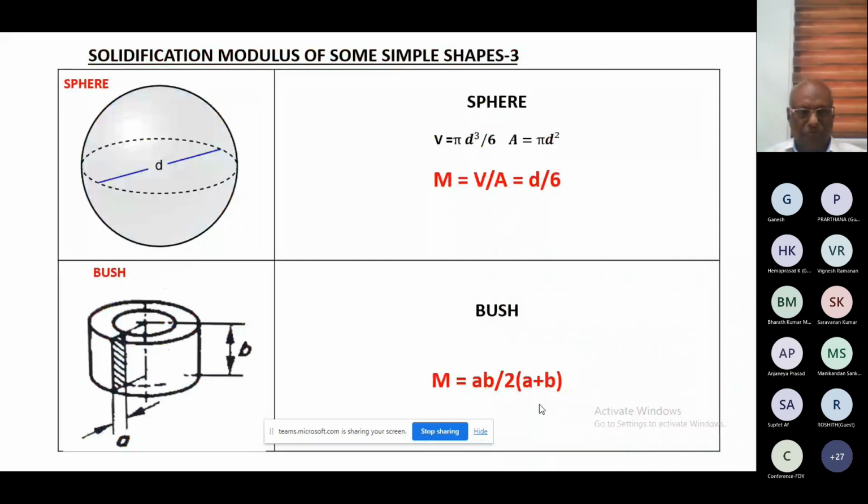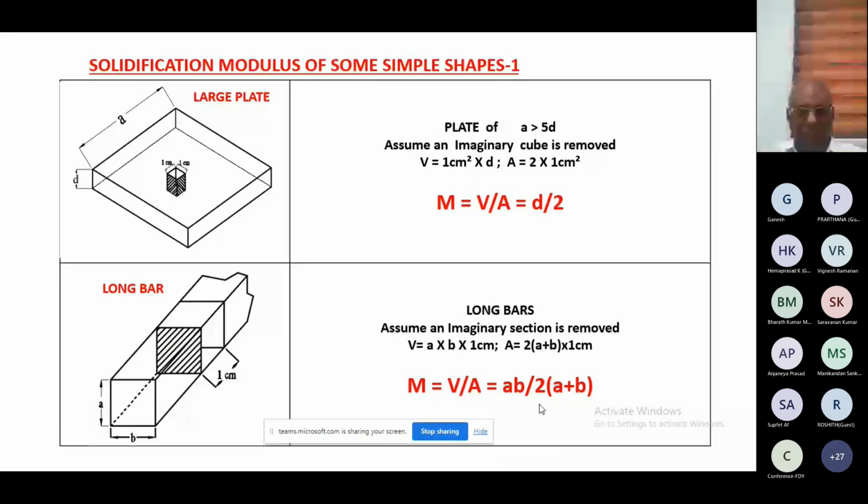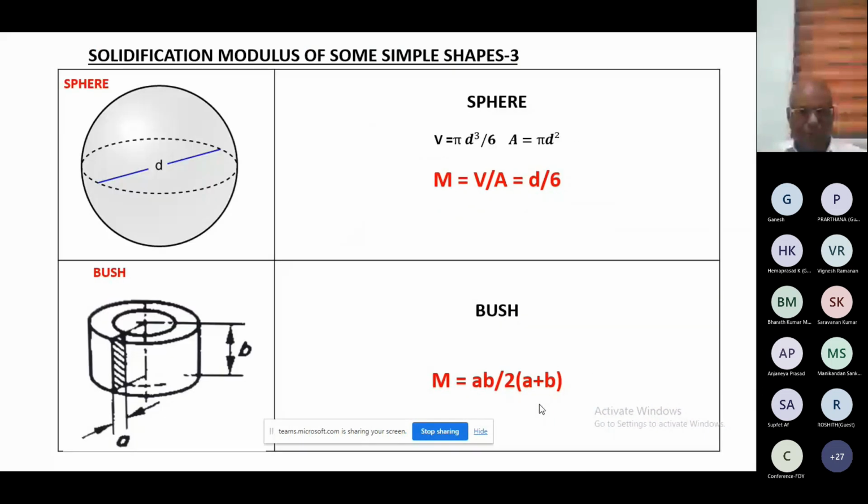Next is a bush. If the bush is cut along the hatched portion and straightened, then it becomes a long bar. That is, M is equal to AB by 2 into (A plus B). This is the bush.